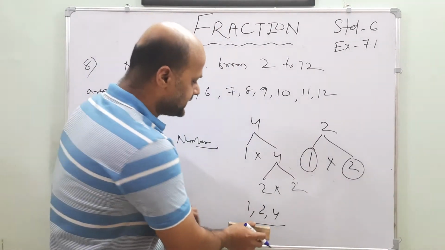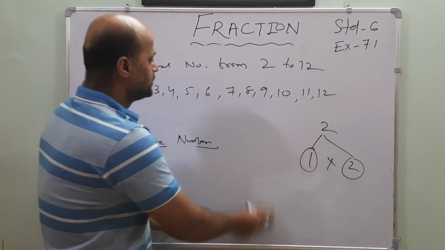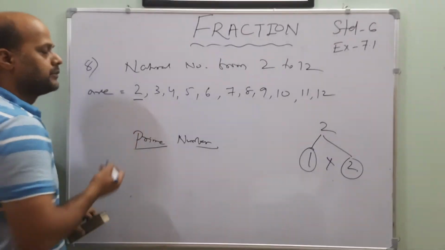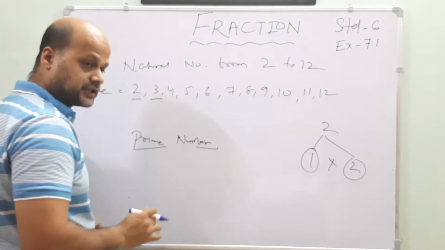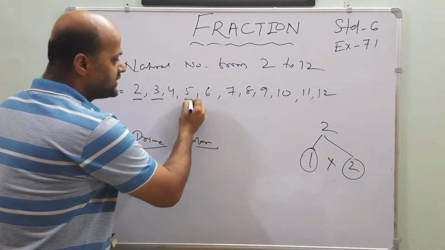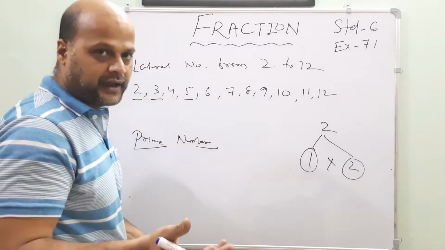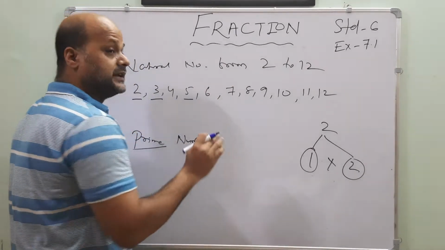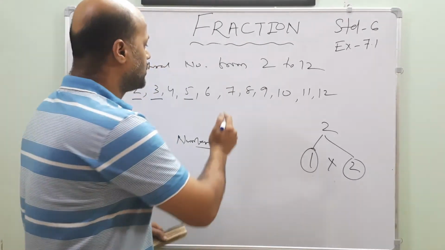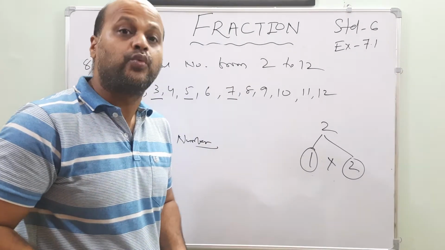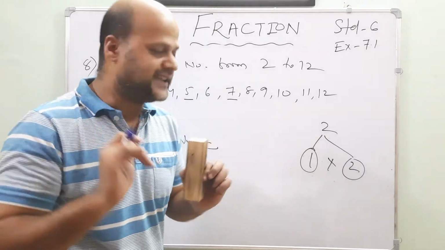But here it is asking about prime numbers. So tell me, 2 is a prime number. 3 is a prime number. 4 we already told, it is a composite number. 5 is a prime number because 1 into 5 only. Okay. 6 is a composite number. Why? 1 into 6, 2 into 3. So it is not prime. 7 is a prime number. Why? 1 into 7 only.